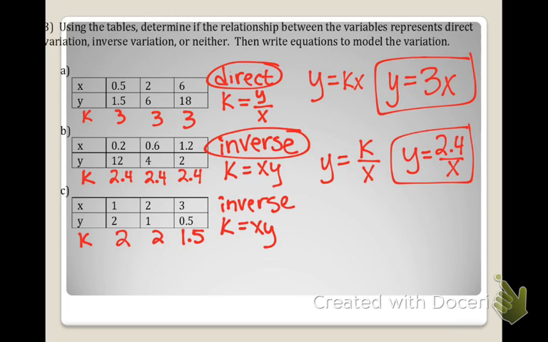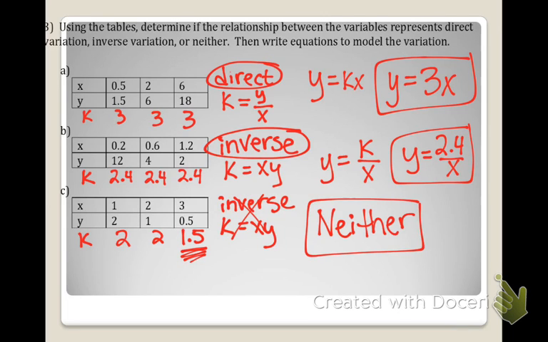So is this inverse? No. Why not? They're not all the same k. So this one on the end was different, which means it's not inverse. That means it has to be neither or none. Okay, so our only options were inverse or neither. Inverse didn't work out. It has to be neither. So there is not an equation that we can write for it.